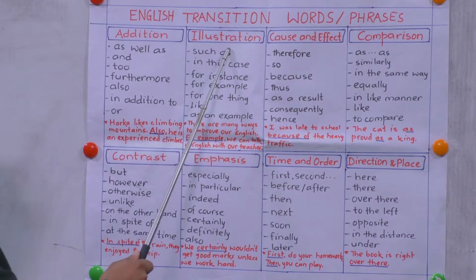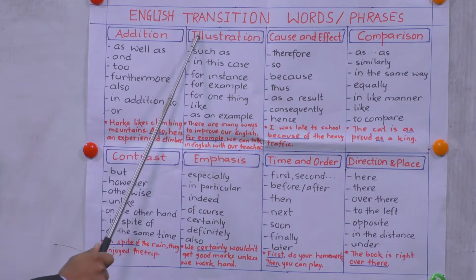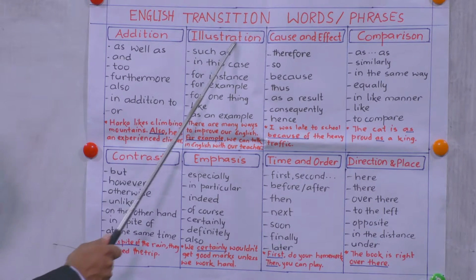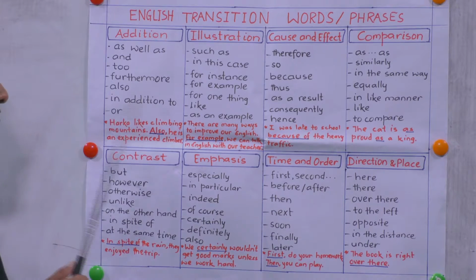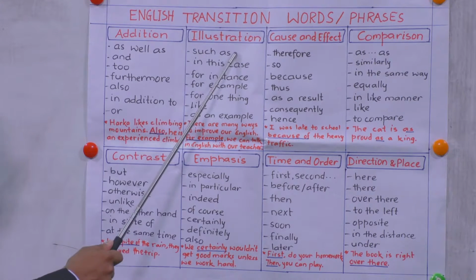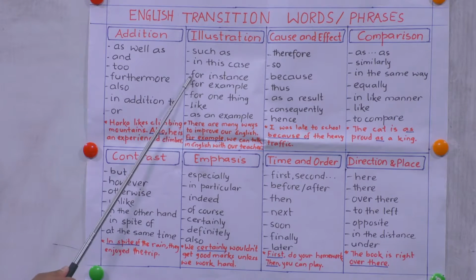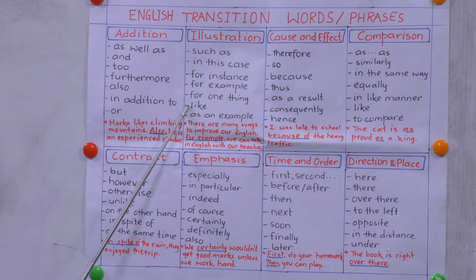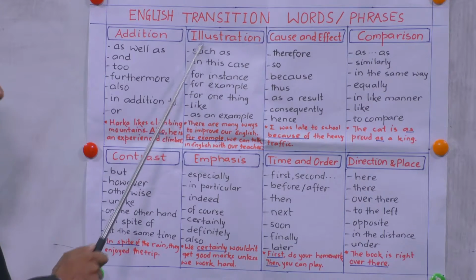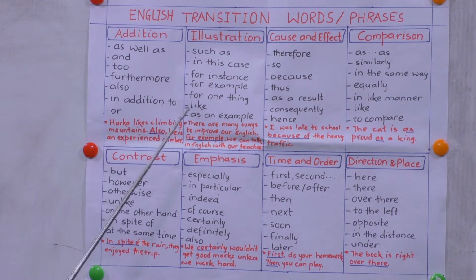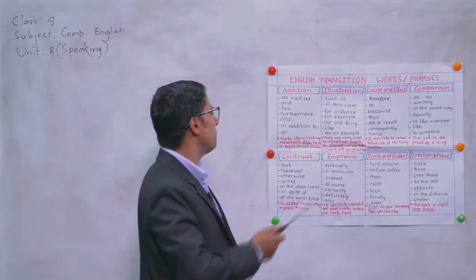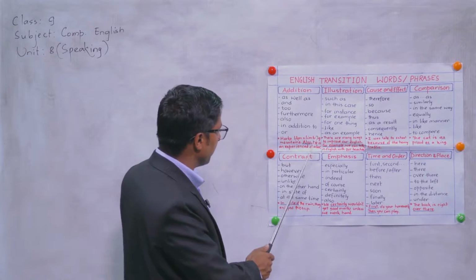You can see the next category of transition words or phrases. See here, illustration. That means these types of transition words are used to give examples. For example, you see, such as, in this case, for instance, for example, for one thing, like, as an example. See, these words or phrases are used to give illustration, to show examples. You can look at the example here.